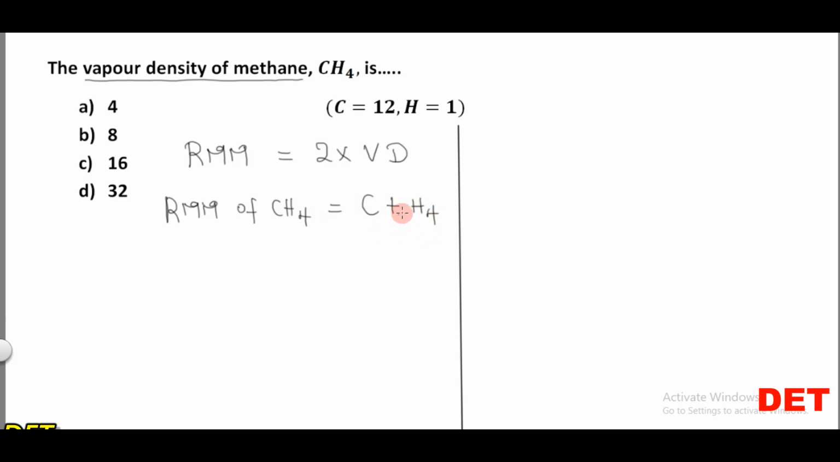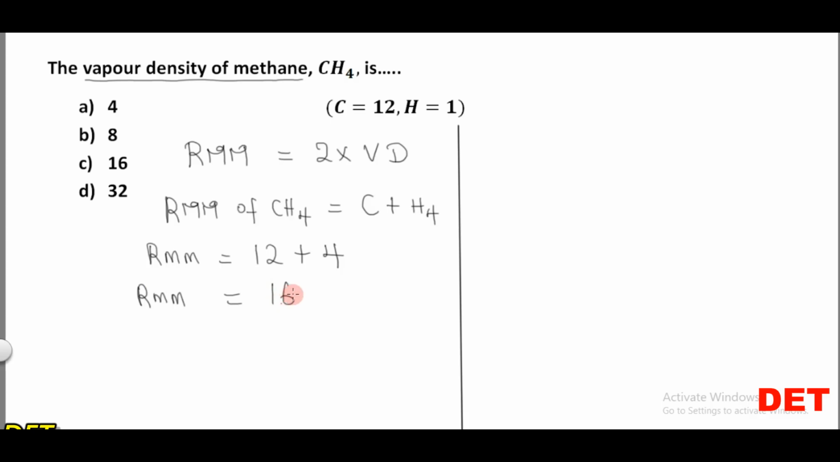All right, so the relative molecular mass will be equal to the relative atomic mass of carbon, which is 12, plus the relative atomic mass of hydrogen, which is 1. 1 times 4 atoms of hydrogen will give us 4. So this will be 4 plus 12, or 12 plus 4, that will give us 16. So the relative molecular mass of methane is equal to 16.